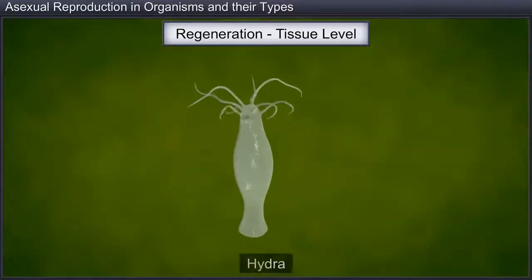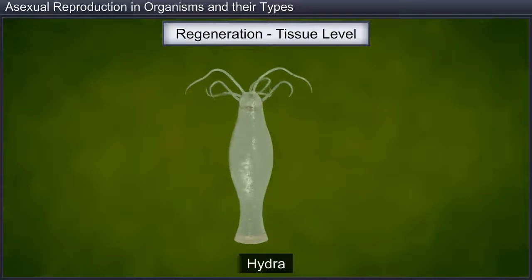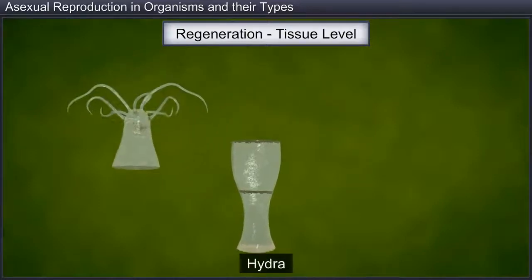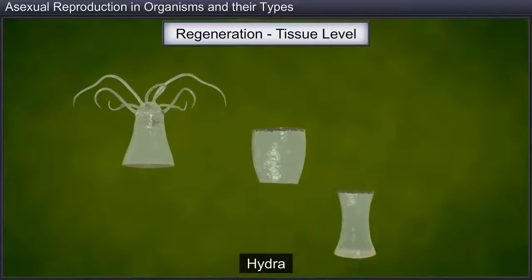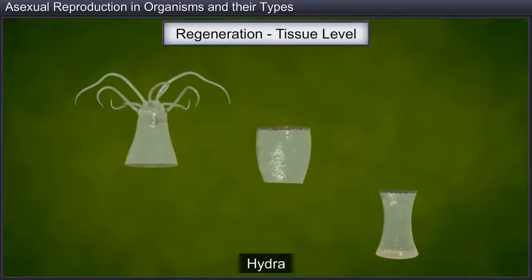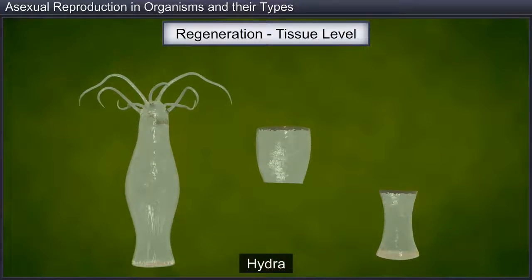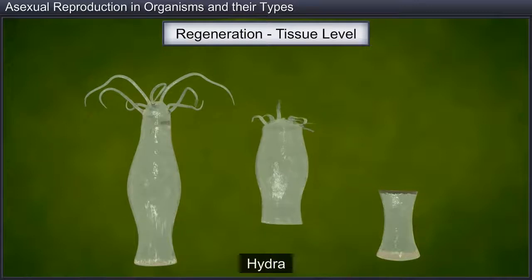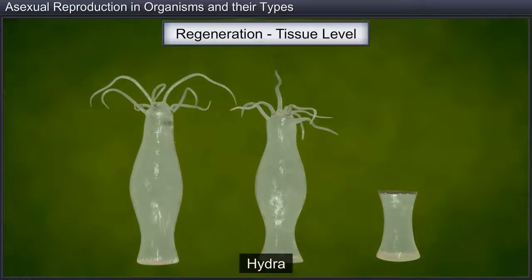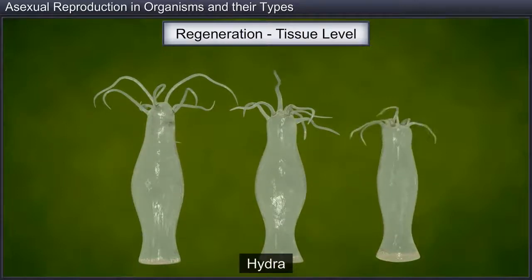Similarly, when a hydra is cut into 3 pieces, the head part, the middle part, and the base, then all these 3 parts grow the missing parts. The head part develops the base, the middle part develops both the head and the base, and the base develops the head.